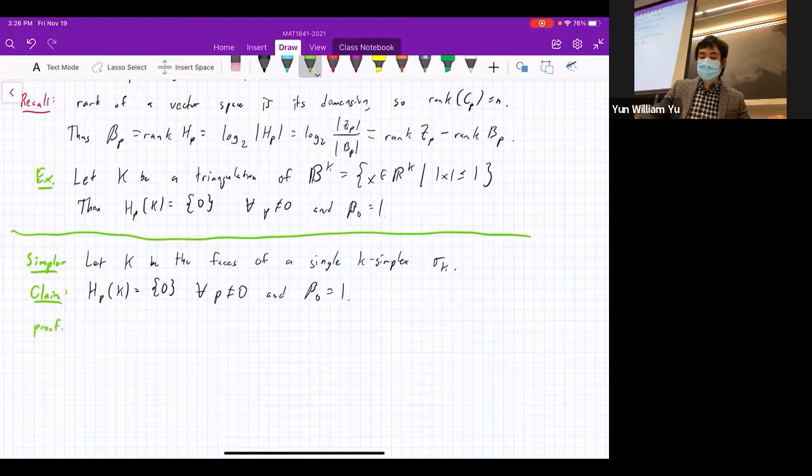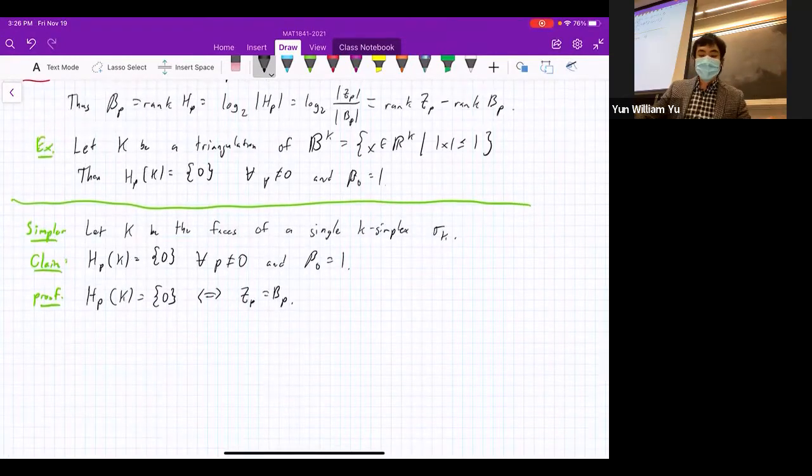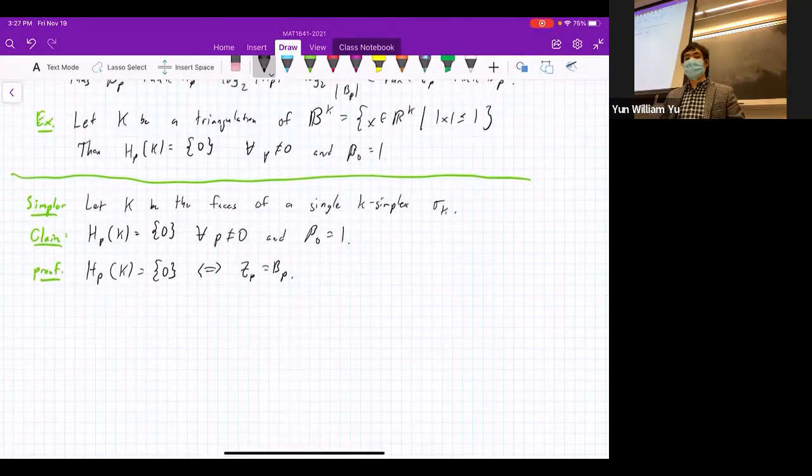So let's prove this. What does it mean for H_P to be the group with just the 0 element? Exactly, because if the quotient group ends up being 0, then we need Z_P to be equal to B_P. That's all we need to prove. So effectively, we need to show that all the P boundaries are also P cycles. Of course, we know it in one direction, because any P boundary, when you map it again, is going to go to 0. But what we need to show is that that covers all of the cases for a P cycle.